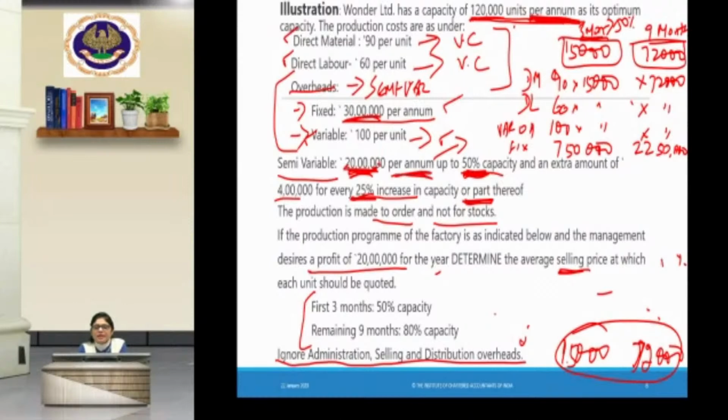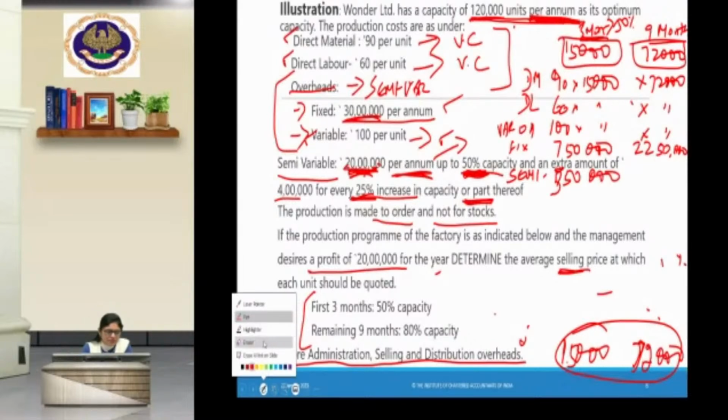Now this is per annum. So 20 lakh per annum up to 50% capacity, you have to calculate it for the first 3 months because it is per annum. So for the first 3 months up to 50% capacity, how much is it going to be? Calculate. Semi-variable for the first 3 months, only this is applicable because this is still 50% capacity. 7,50,000. No, sorry, it will be 5 lakh. Sorry, it is 5 lakh.